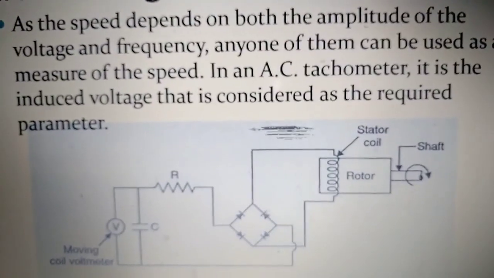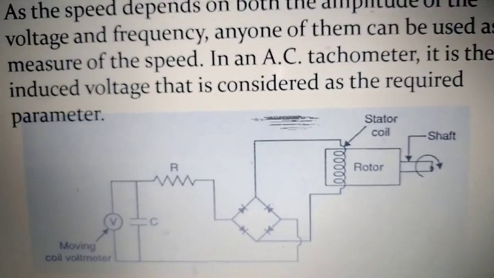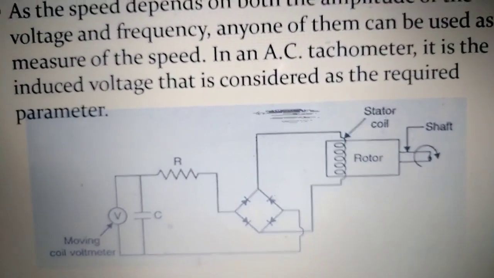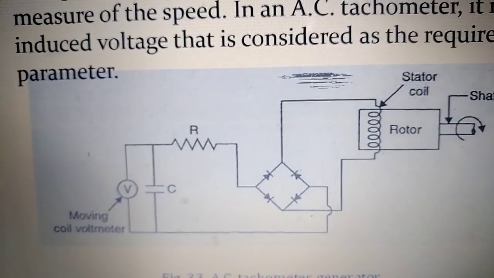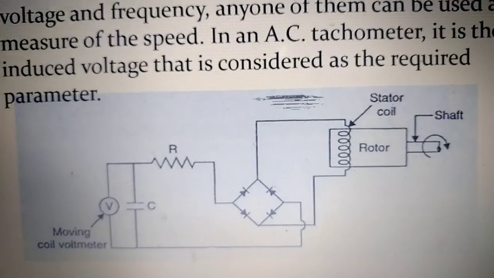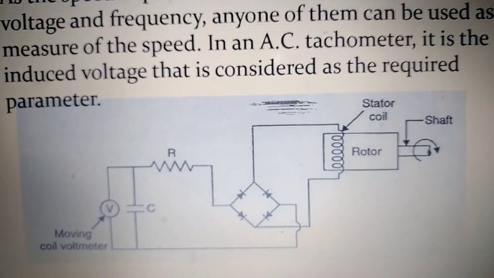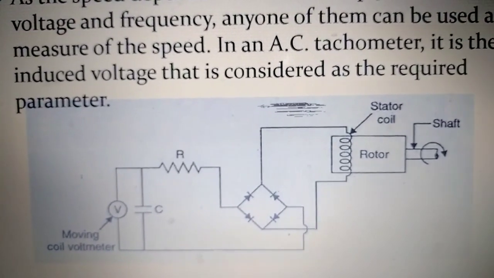The voltage is applied to the rectifier bridge circuit to get a DC voltage, connected across the moving coil voltmeter. So the magnitude of the voltage is directly proportional to the speed of the rotating shaft in RPM.